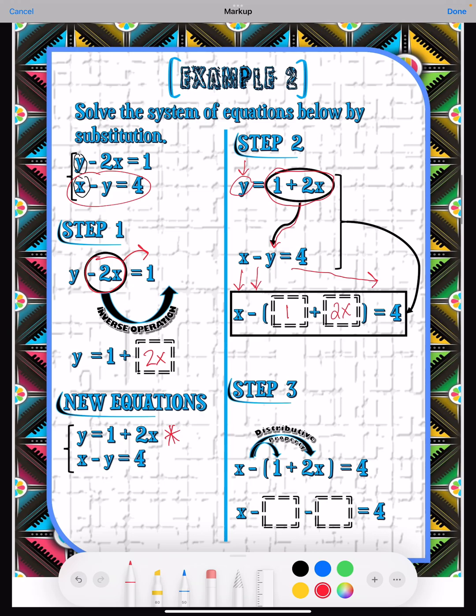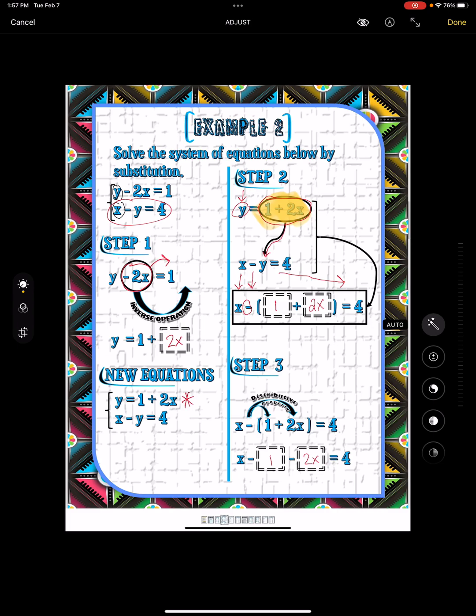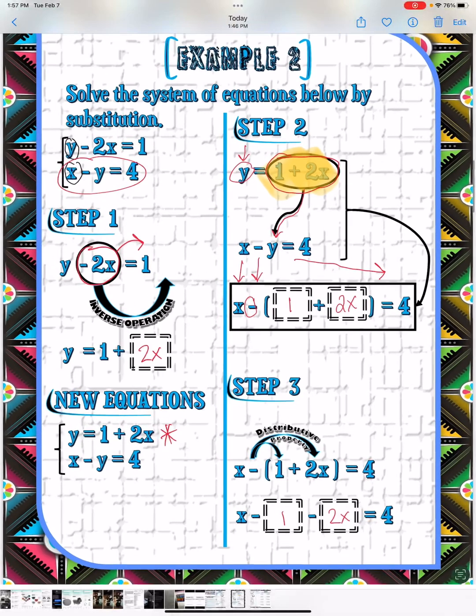Now, I'm very glad they did this example because this subtraction here is super important, because I am subtracting y, which means I'm subtracting this whole thing right here. All of this, not just the 1, not just the 2x, I'm subtracting all of it. So I do have to distribute that minus, making this a minus 1 and a minus 2x. Okay, next page, I'm going to switch screens here.